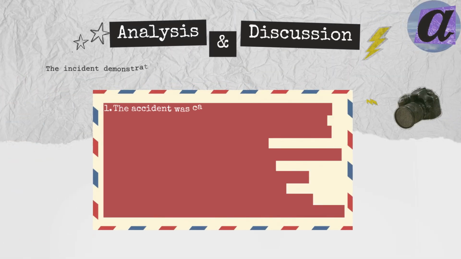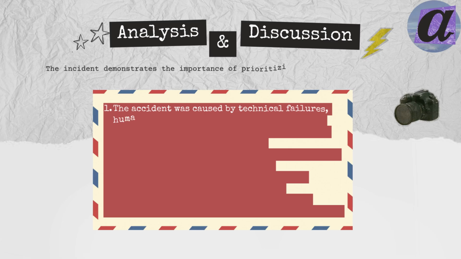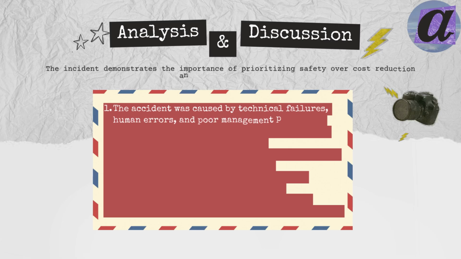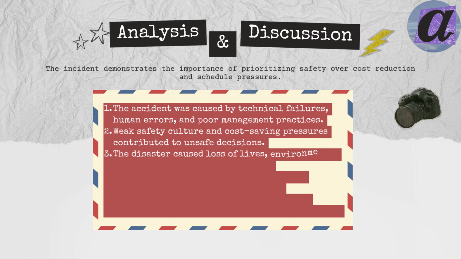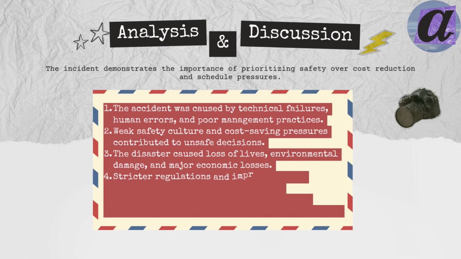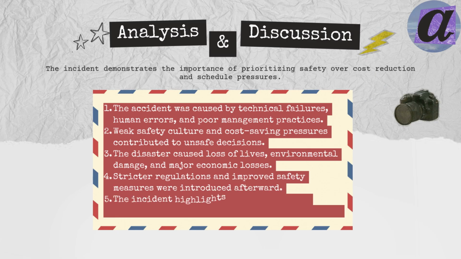For the part analysis and discussion, we are analyzing a critical incident that served as a stark reminder of what happens when cost reduction and schedule pressures are prioritized over human safety. When we look at the root causes, this accident wasn't just a stroke of bad luck. It was the direct result of technical failures, human errors, and poor management practices.